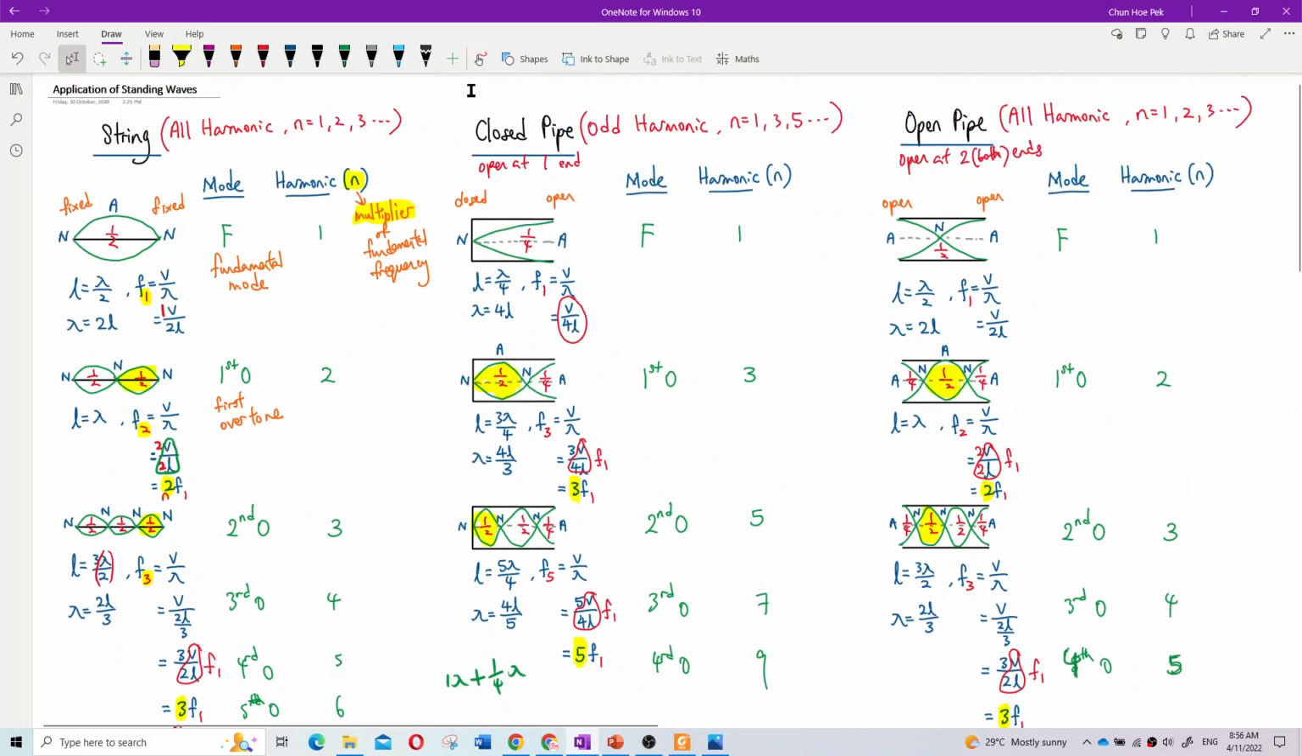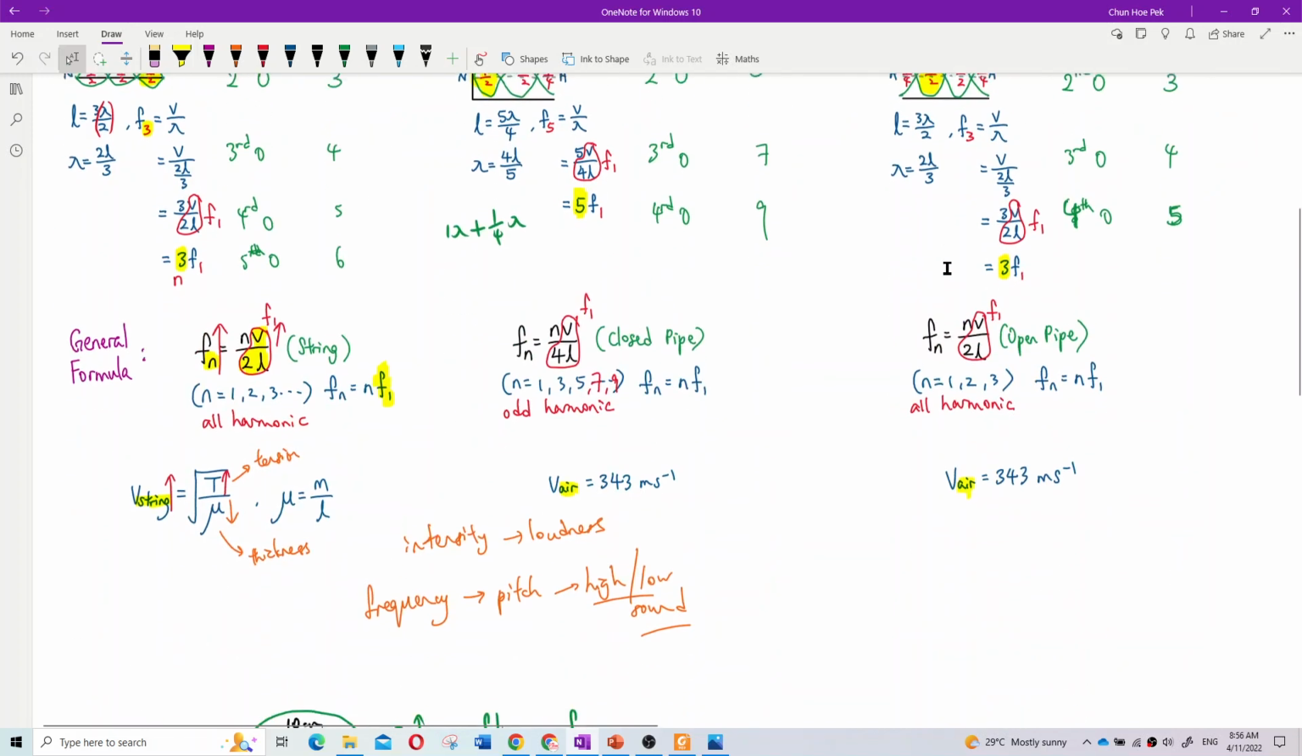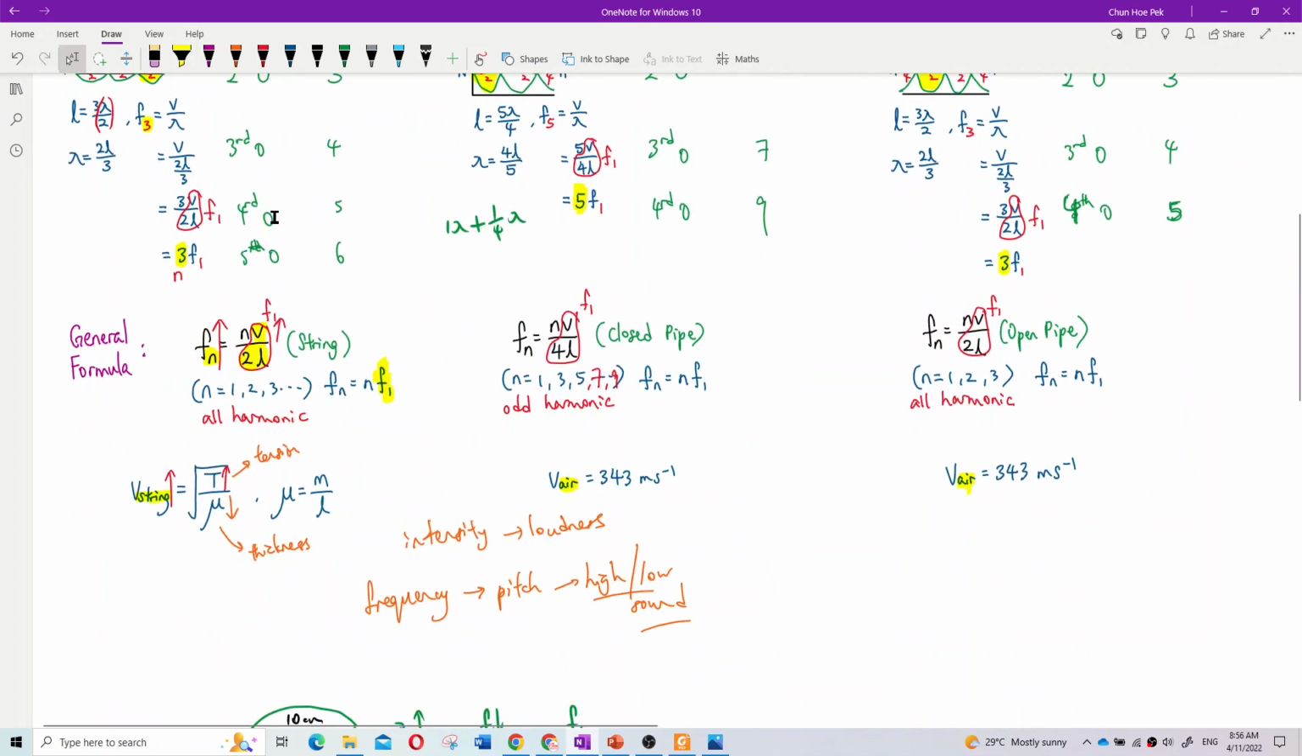So open pipe and string are similar. What I can say is the general formula is also the same between string and open pipe. Fn is equal to Nv over 2L for string. For open pipe also, Fn equals Nv over 2L. Same for open pipe.